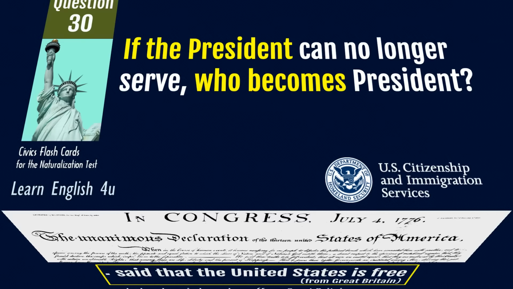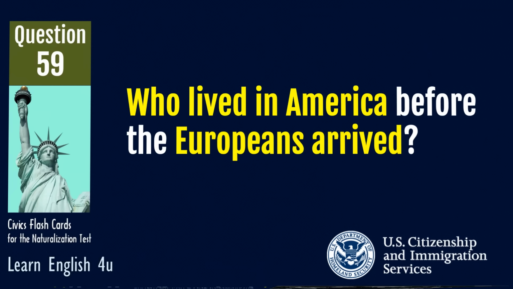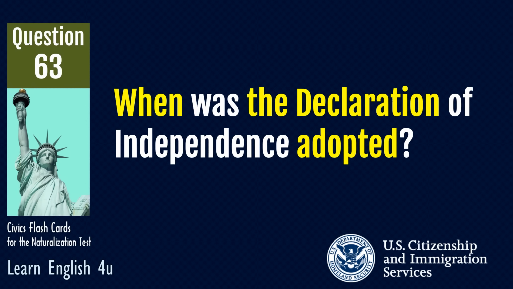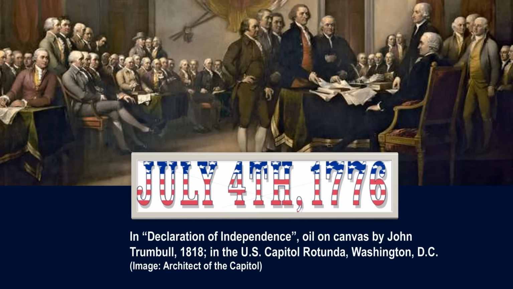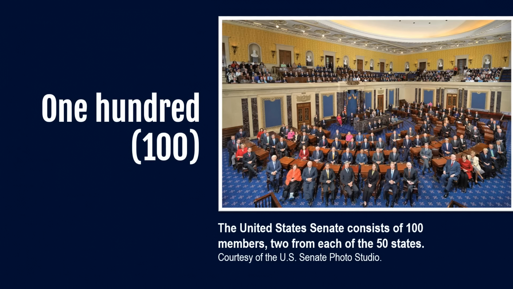If the president can no longer serve, who becomes president? The Vice President. Who lived in America before the Europeans arrived? American Indians. When was the Declaration of Independence adopted? July 4, 1776. How many U.S. senators are there? 100.